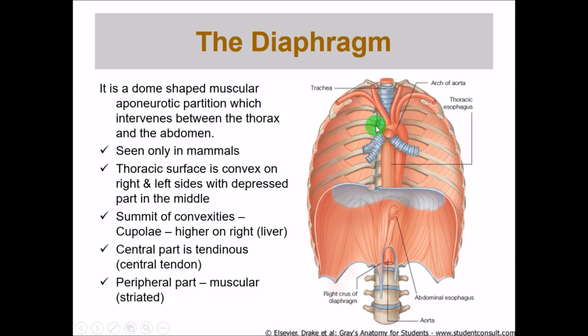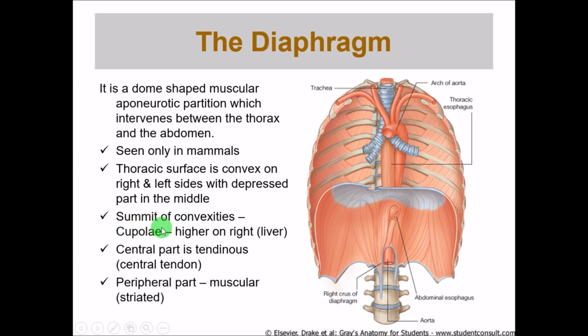It has a thoracic surface which is convex. It is dome shaped, double domed on the right side as well as on the left side, with a depression in between the right and the left dome. The convexity on the right side is much higher because of the presence of the liver, which pushes the dome to a higher position.